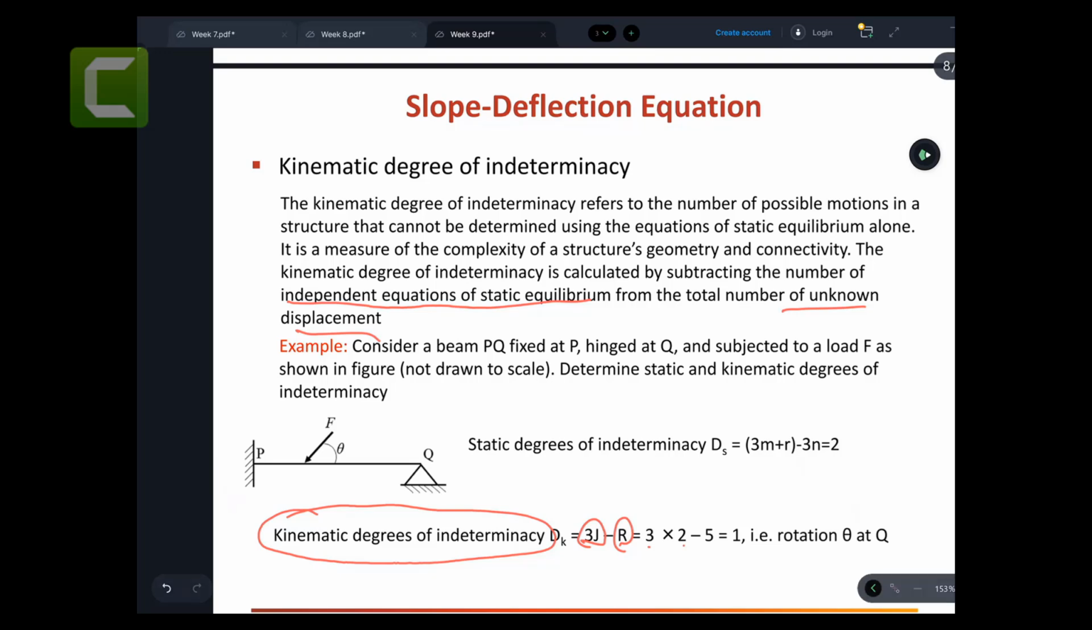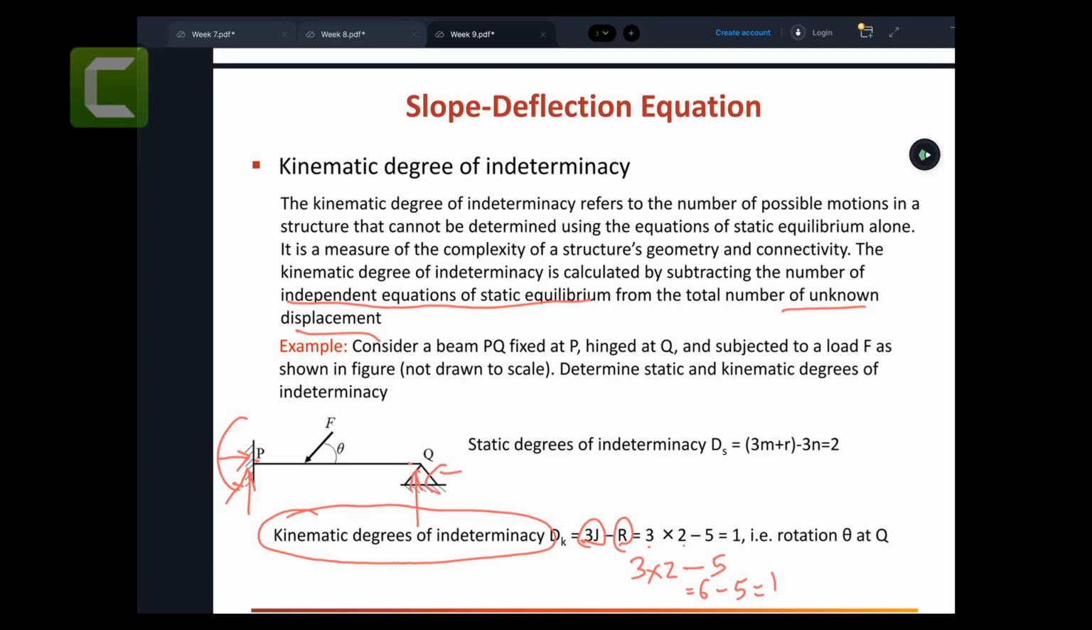Which is how many joints you got. You got 2 joints, so 3 times 2. And how many total unknown forces? I just checked it. In that case, you have reactions 1, 2, and 3, and 4 and 5. So 6 minus 5 equals 1.